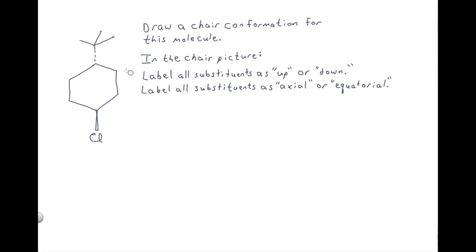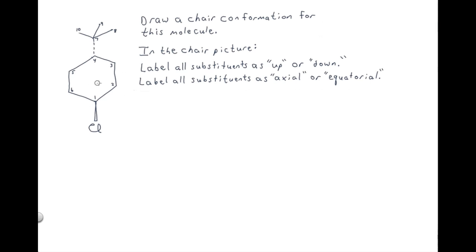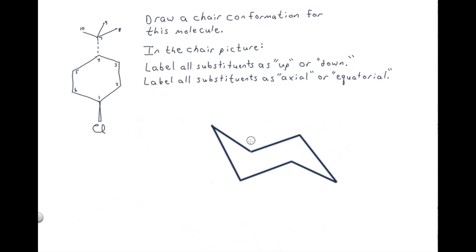Let's start by numbering all the carbons. I've numbered the carbons, and now I'm going to draw the basic outline of chair cyclohexane. Here's a basic picture for chair cyclohexane. Let's transfer our numbers over.